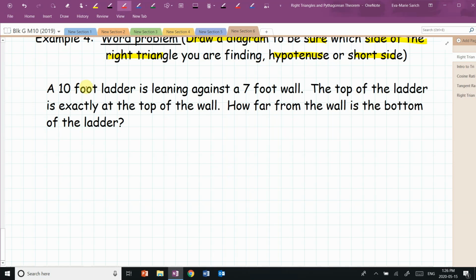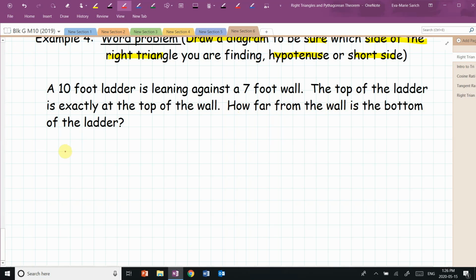So let's look at the question. It says a 10-foot ladder is leaning against a 7-foot wall. The top of the ladder is exactly at the top of the wall. So now the ladder is taller than the wall. So that means if the top of the ladder is at the top of the wall, the ladder is going to have to be not right against the wall. The foot of the ladder is going to be out from the wall.